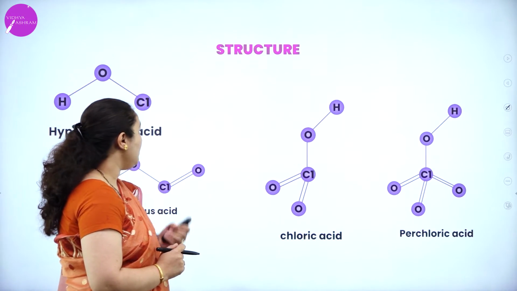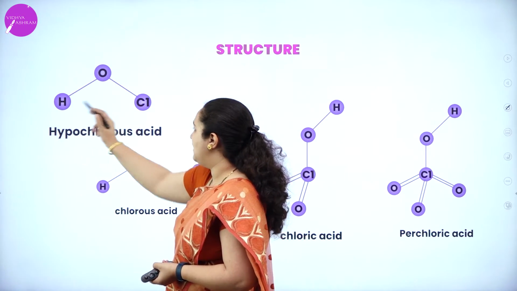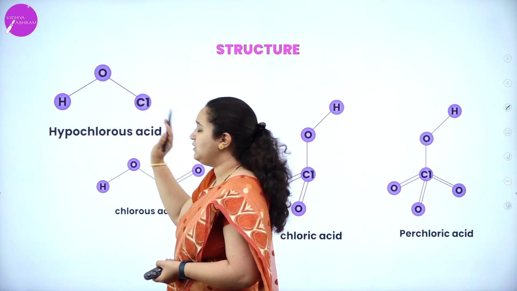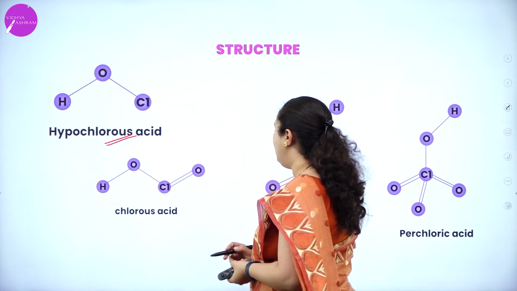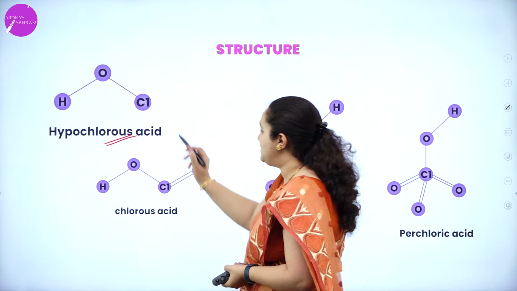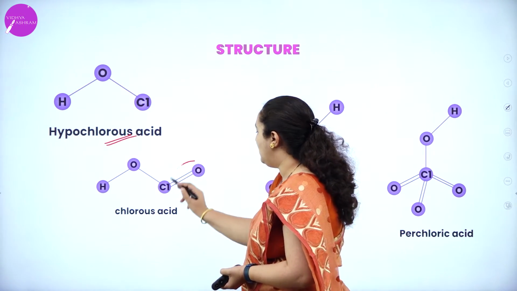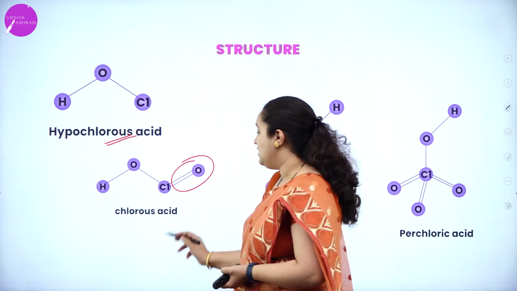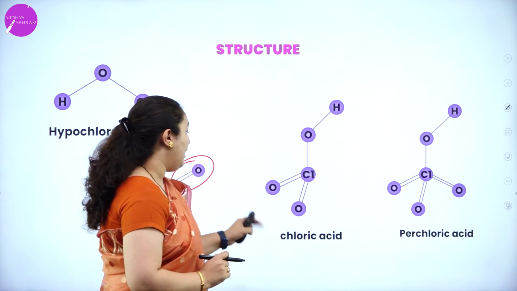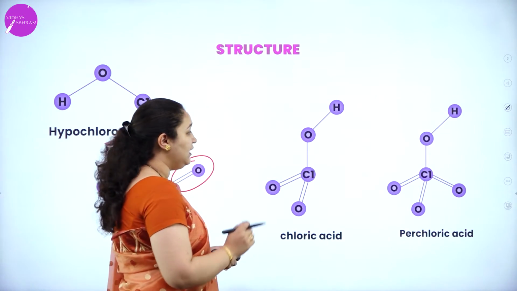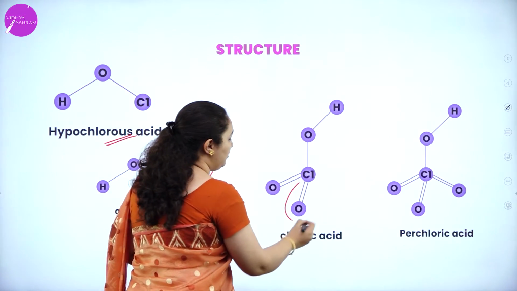First, hypochlorous acid: for oxygen there are 2 bonds, one with hydrogen and one with chlorine. Then we have chlorous acid, to which one more oxygen is added, so that comes to the chlorine with a double bond O. That becomes chlorous acid. Next we have chloric acid, in which one more oxygen is added, so that also will be put as a double bond O.